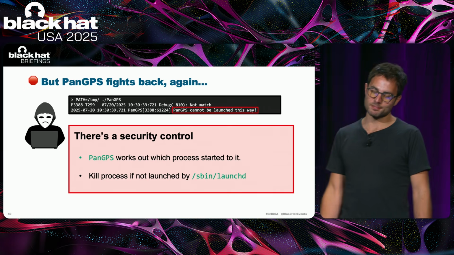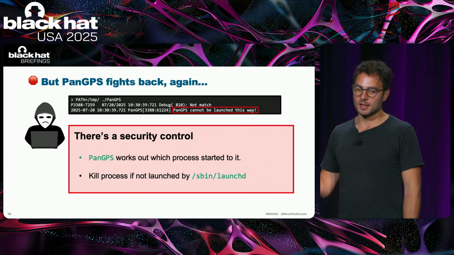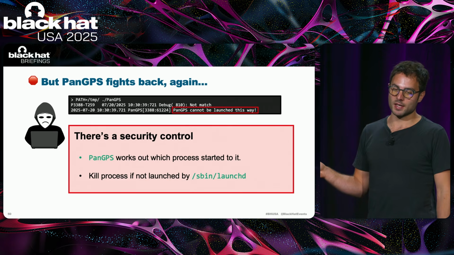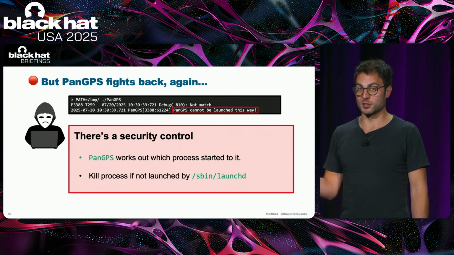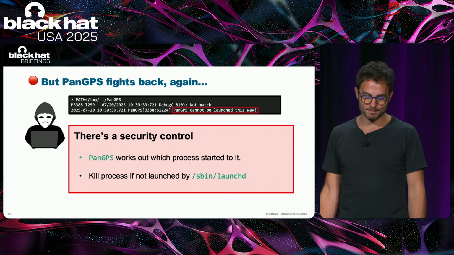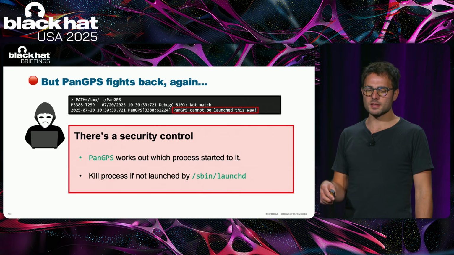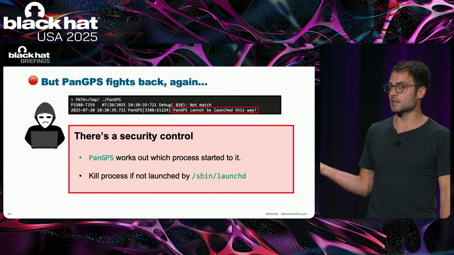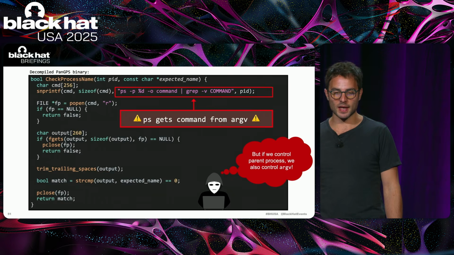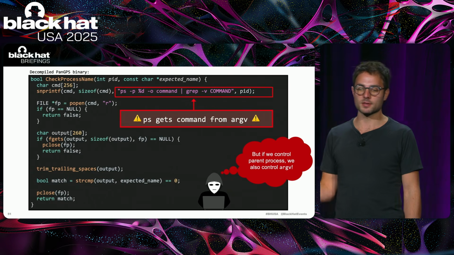Not so fast. Another security control. In this case, if we try that trick, pan-GPS just doesn't start. And it tells you why. It says it can't be launched this way. And the reason is that it just kills the process if it wasn't launched by sbin launchd. Okay, this seems sensible. Again, when I see a control, I want to understand how it works.